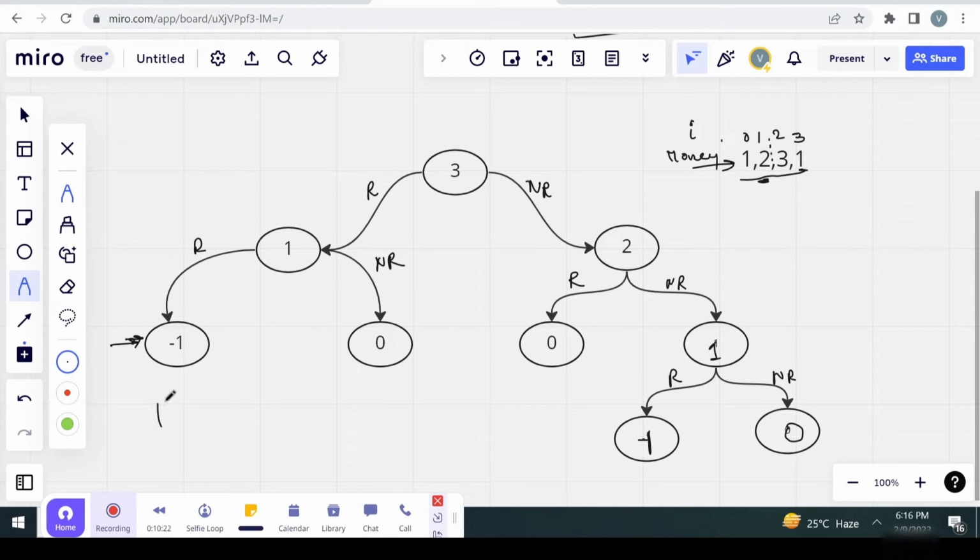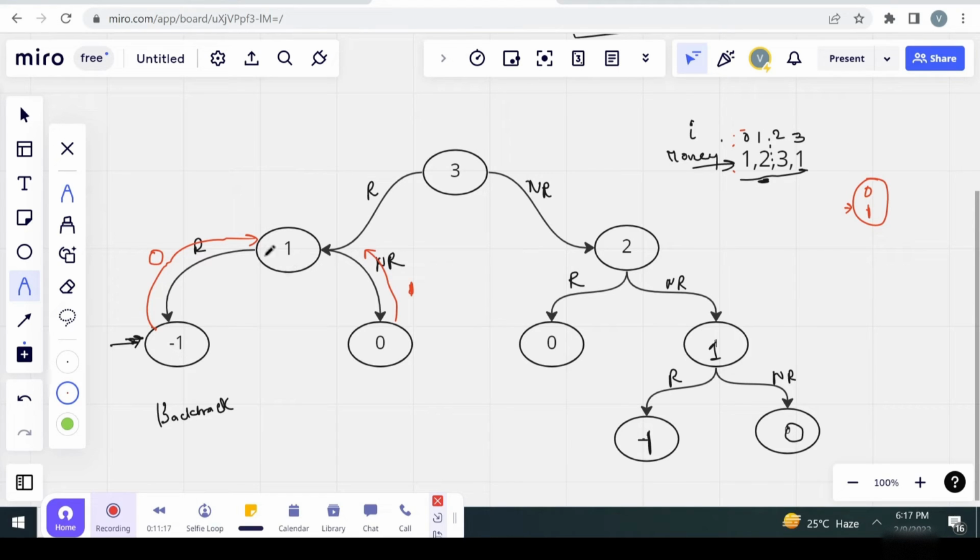Now when we backtrack, if I go from house -1, it will be 0, because there is no house, so the money is 0. If I go back from house number 0, I can take whatever money is at that house, because if there is only one house at index 0, the only amount I can rob is what is present in that house, so for 0 it will be 1.